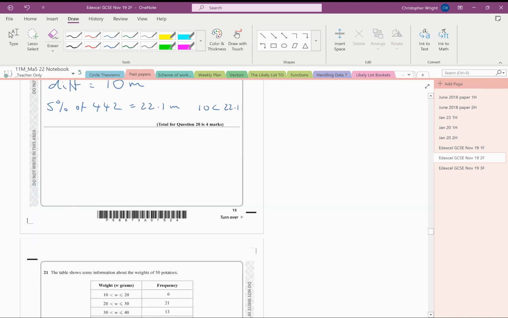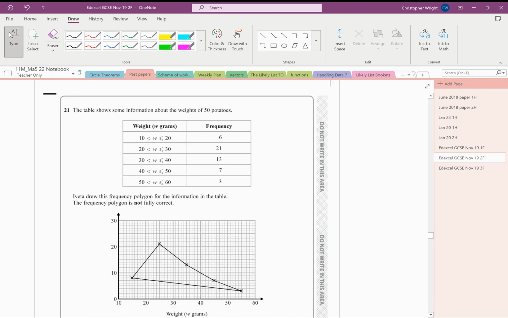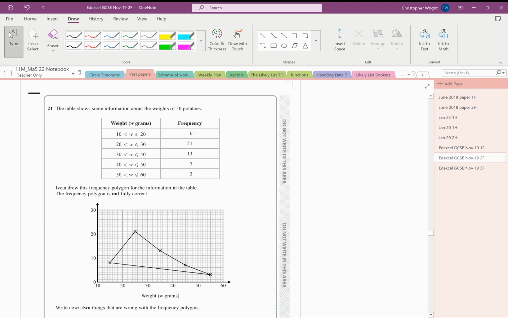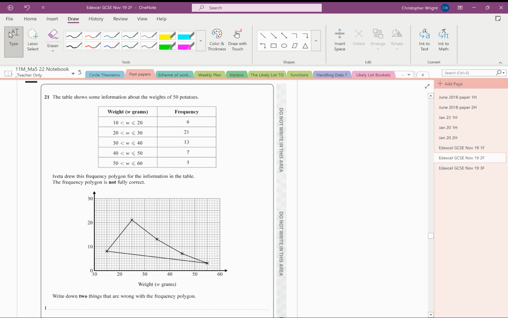Okay, that's number 20. Number 21. The table shows some information about the weights of 50 potatoes. Some potatoes don't weigh very much, and other potatoes weigh more.